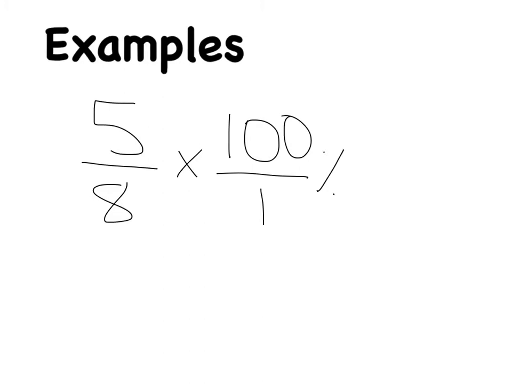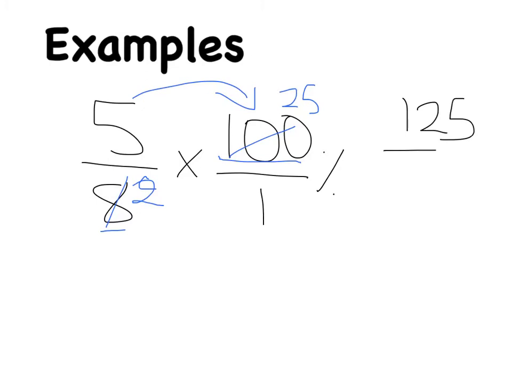Now again, I check to see if I can cross simplify. In this case, I can. My highest common factor between 8 and 100, the two I can cross simplify, is 4. 4 goes into 8 twice and into 100 25 times. Then I simply perform my operation. 5 multiplied by 25 gives me 125. 2 multiplied by 1 is 2.